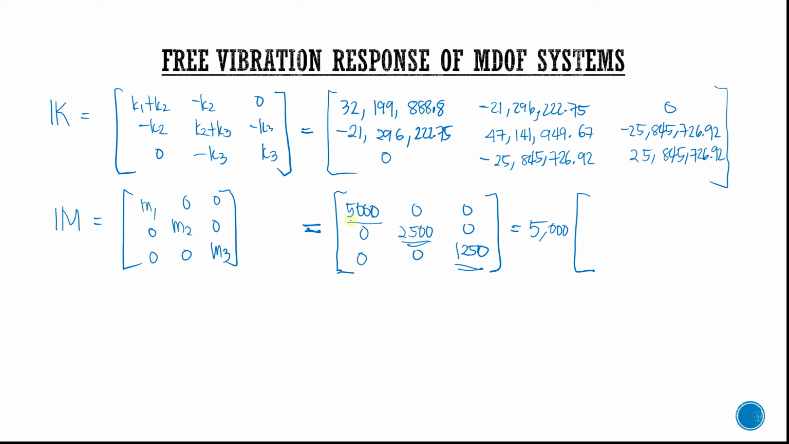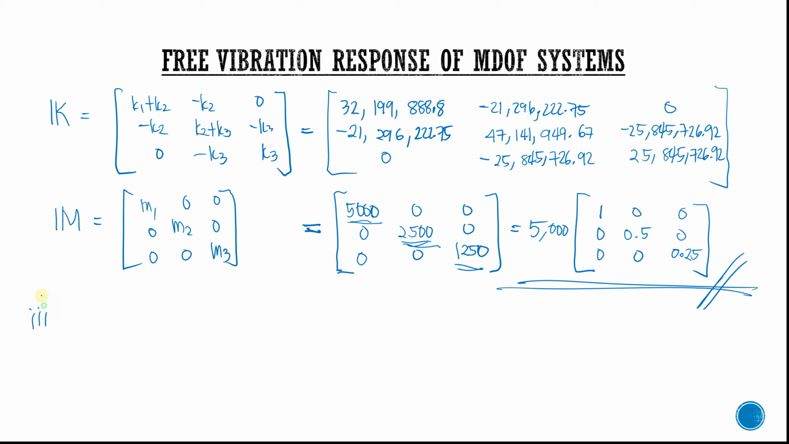So 5,000 divided by 5,000, we are left with 1, and then the rest is 0. And we have the 0, and then we have the 2,500 divided by 5,000 is 0.5. We have 0, and 0, 0, and 1,250 divided by 5,000 will have 0.25. Okay, this will be our mass matrix. Next step, now we'd like to make it in this form.